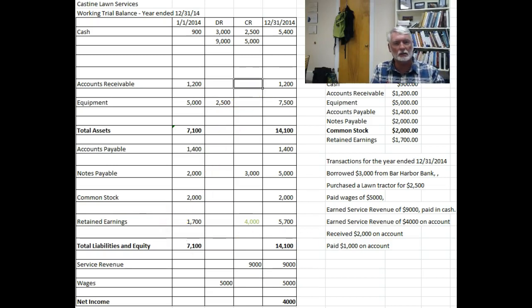Didn't do it for cash. They didn't pay me while I did it. But when I did it, they said, pay me later. So I'm going to increase my accounts receivable because a debit to accounts receivable is an increase. And I'm going to record more revenue. And you'll notice here, revenue, I'm going to subtract debits to revenue and add credits to revenue. So I now have $13,000 in revenue.